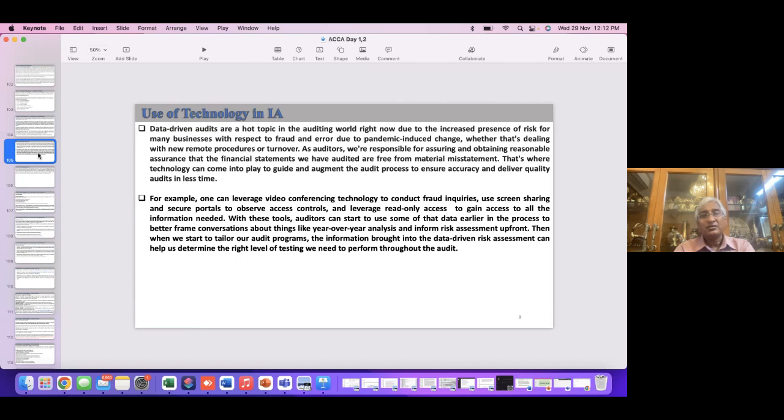So data-driven audits are a hot topic in the auditing world right now due to the increased presence of risk for many businesses with respect to fraud and error, due to pandemic-induced changes, and whether that's dealing with new remote procedures or turnover. So again, we heard about blockchain. In blockchain, the transaction can be uploaded and frozen. Only one thing which is not possible in blockchain is the physical inventory part. You may not be able to see the physical inventory despite there being a value in blockchain.